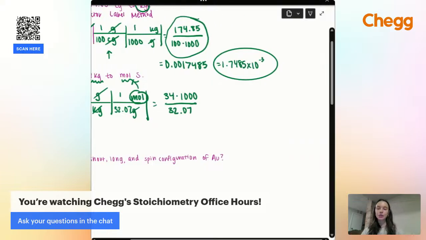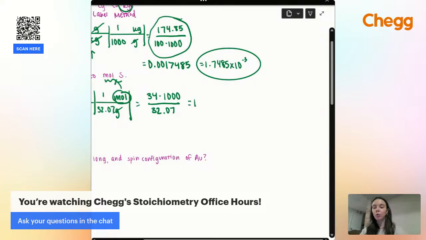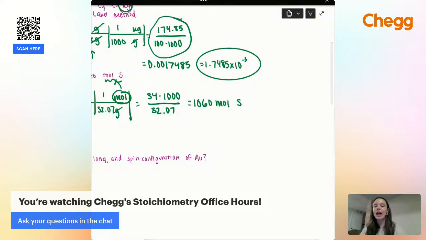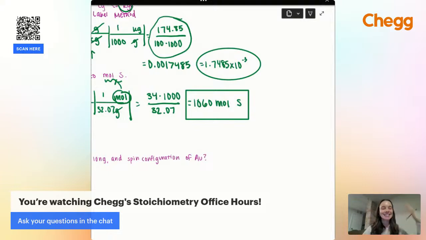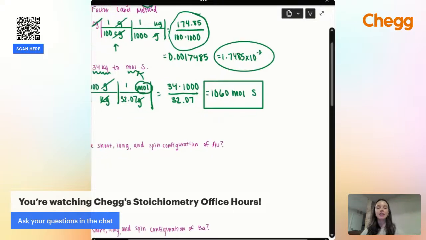3, 2, 1. If you got 1,060 moles of sulfur, you're absolutely correct. I need to be better about writing my units, but those are the units for this problem. So 1,060, goodness, it's a tongue twister, moles of sulfur. That is our answer for that problem.